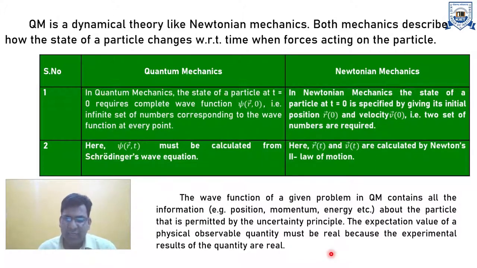The wave function of a given problem in quantum mechanics contains all the information about the particle, like position, momentum and energy, as permitted by the uncertainty principle. The expectation value of a physical observable must be real, because experimental results are real. If we want to study the particle nature, we use Newtonian mechanics. But if you want to define the position of a particle in a wave, it can be explained on the basis of quantum mechanics, and that must follow the Schrodinger equation.